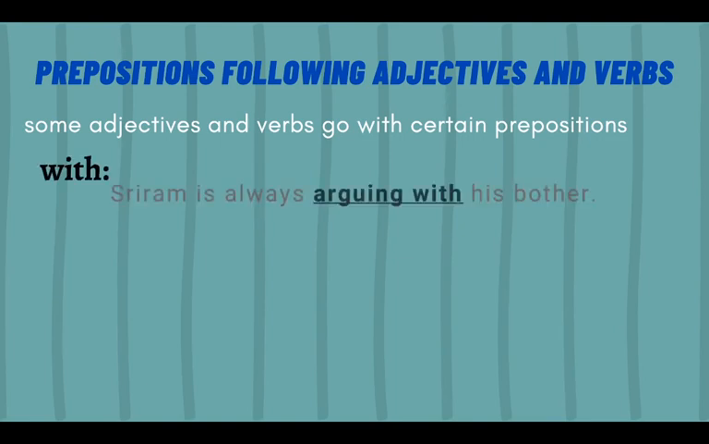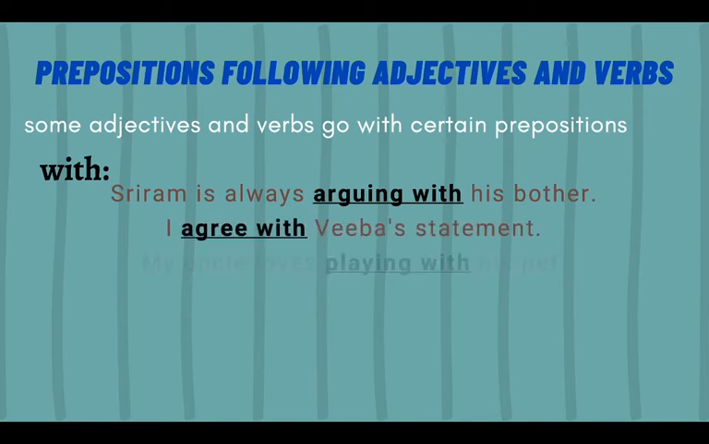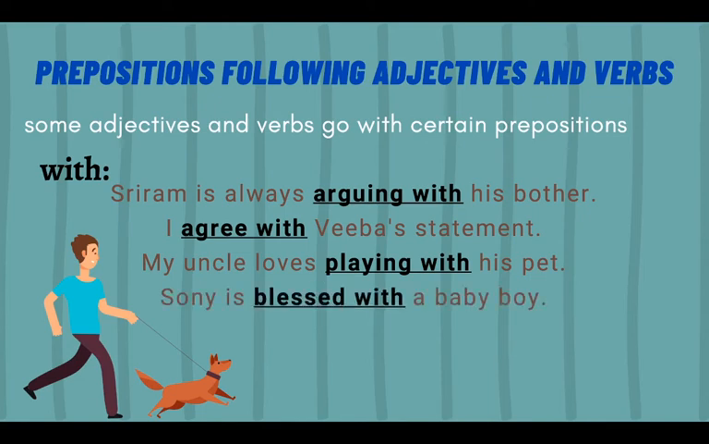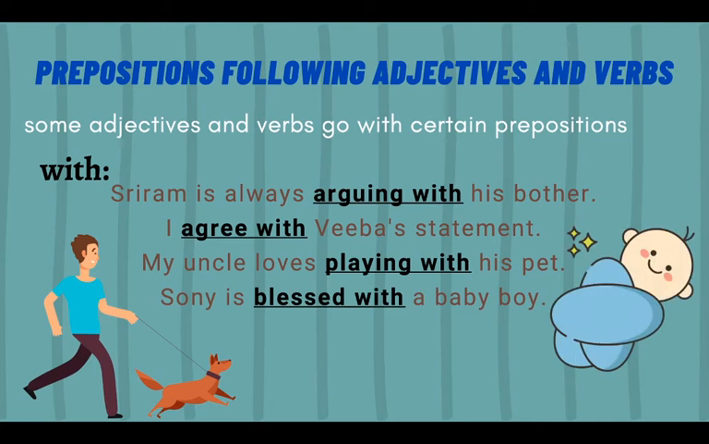Next comes with. Sriram is always arguing with his brother. I agree with Biba's statement. My uncle loves playing with his pet. Playing with, agree with, arguing with. Sony is blessed with a baby boy. Blessed with. So these are the prepositions associated with the other words.